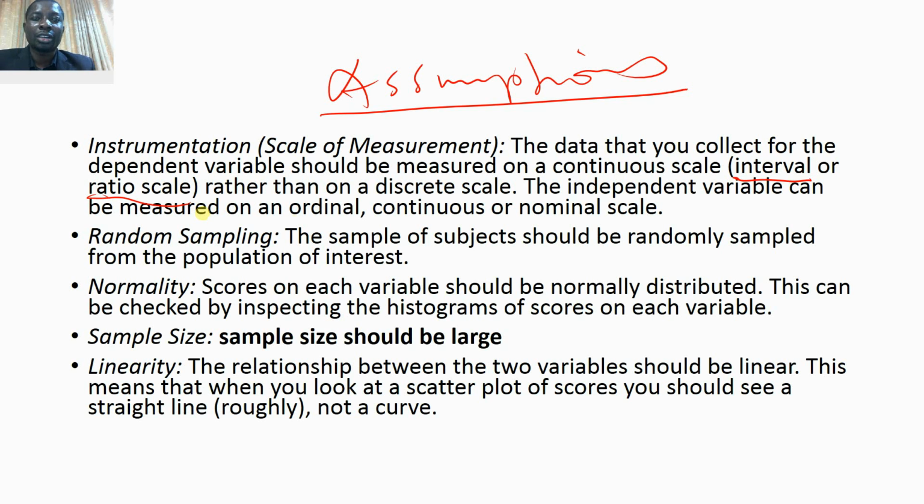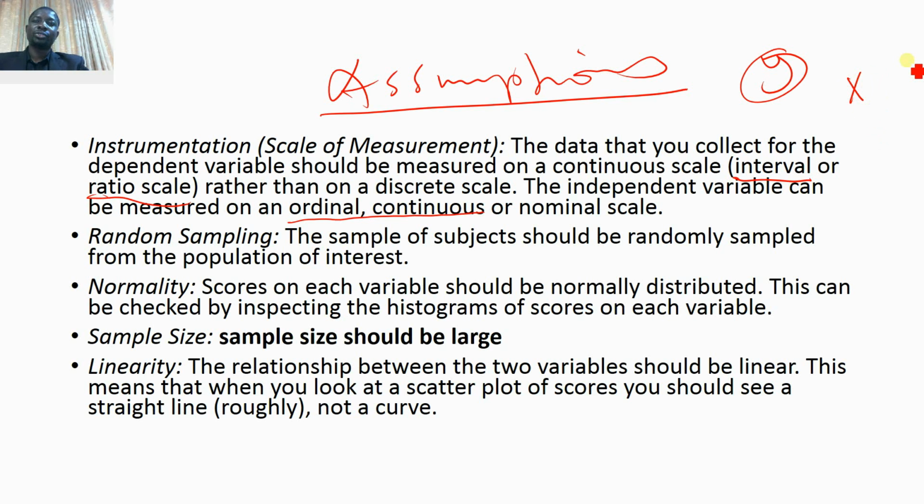In some cases, you can also have ordinal continuous, but the independent variable can be measured on ordinal, continuous, or nominal. So though we are talking about numeric, interval or ratio, the dependent variable is of our interest. The dependent variable should be measured on interval or ratio, but the independent variables could be nominal, could be ordinal, and could be continuous.